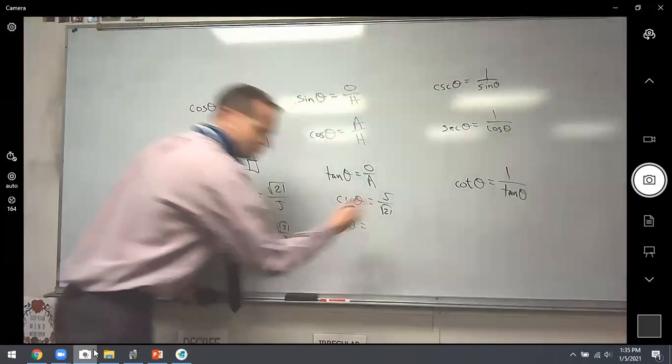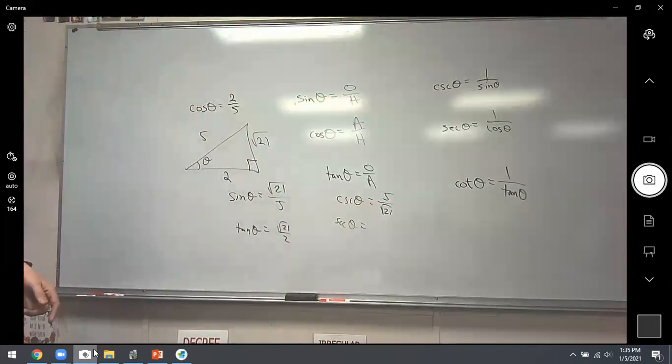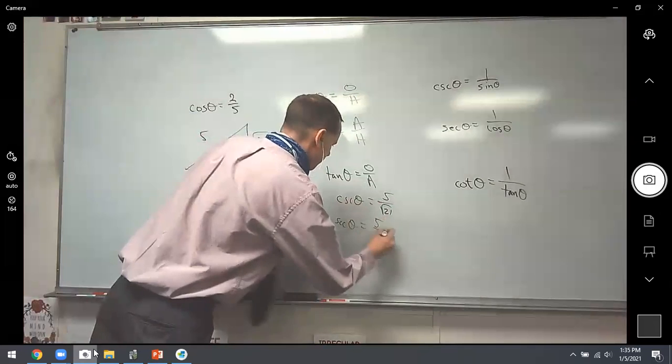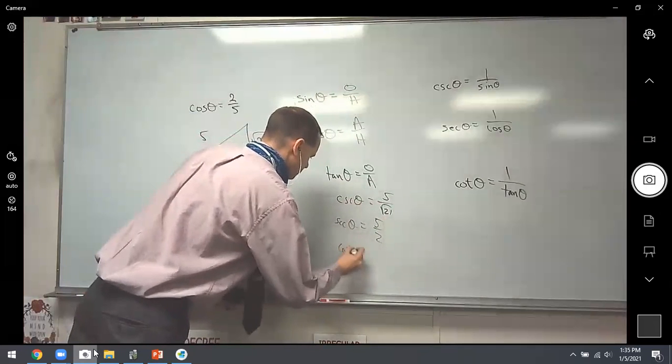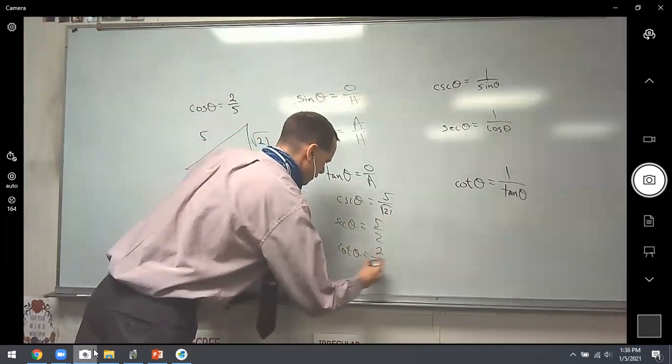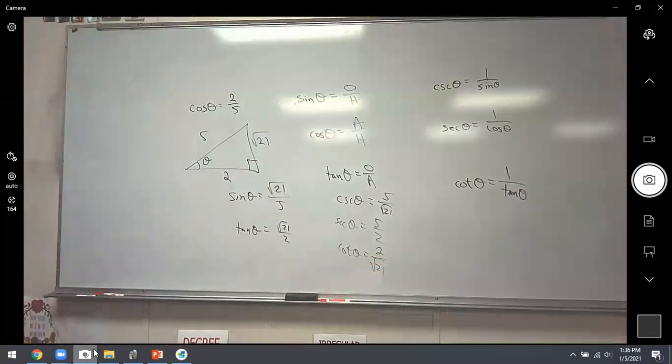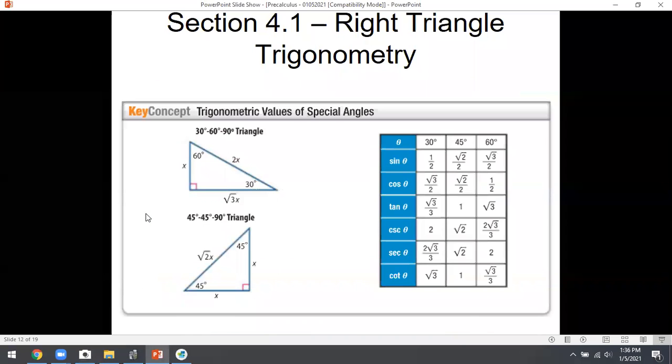How about secant? What flipped is secant? Yeah, it's 5 over 2. It's cosine flipped, so 5 over 2. And lastly, cotan is tan flipped, so 2 over square root of 21. That's all there is to it. Nothing earth-shattering today, would you agree? Good. Let's keep going then.